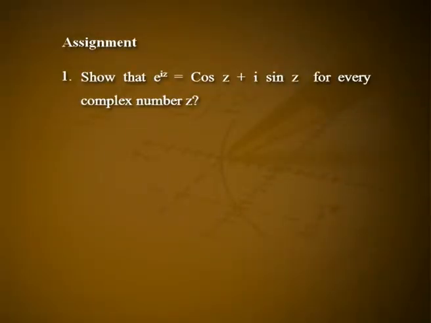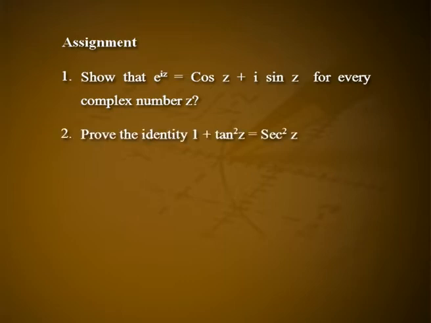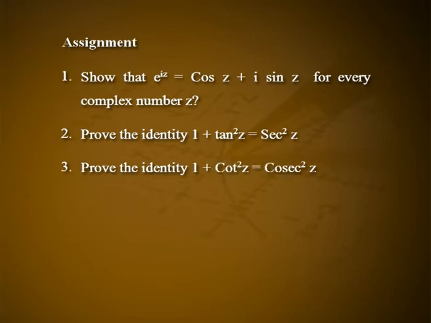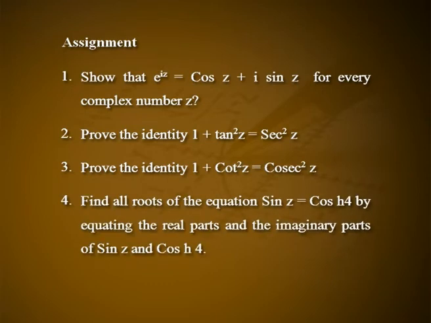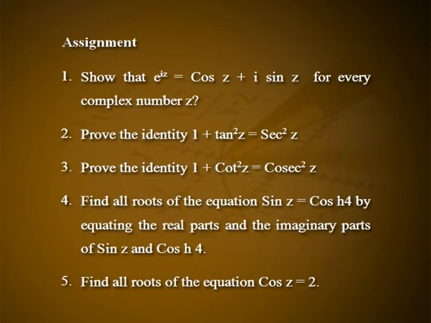Show that e raised to i z is equal to cos z plus i sin z for every complex number z. Next one, prove the identity 1 plus tan square z is equal to sec square z. Next one, prove the identity 1 plus cot square z is equal to cosec square z. Another one, find all roots of the equation sin z is equal to cosh 4 by equating the real parts and the imaginary parts of sin z and cosh 4. Another question, find all roots of the equation cos z is equal to 2.